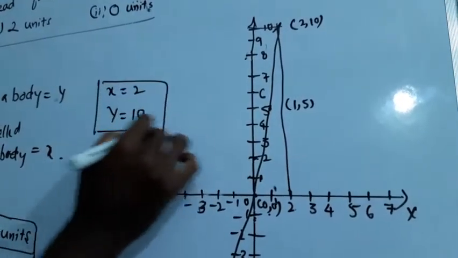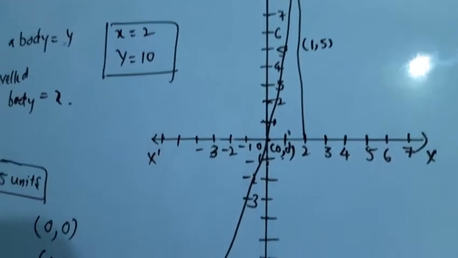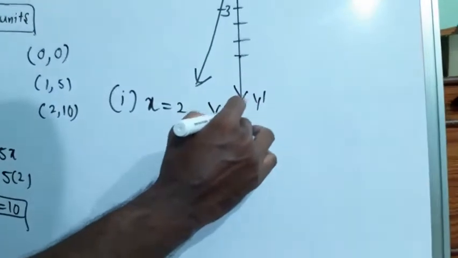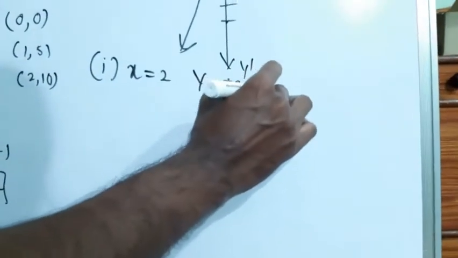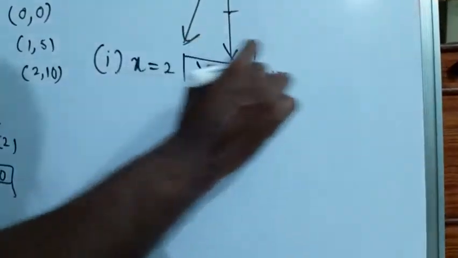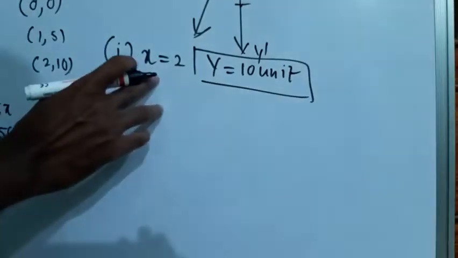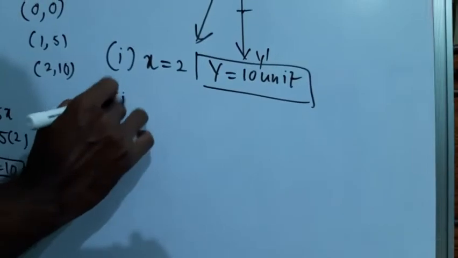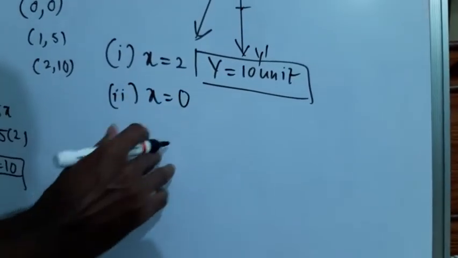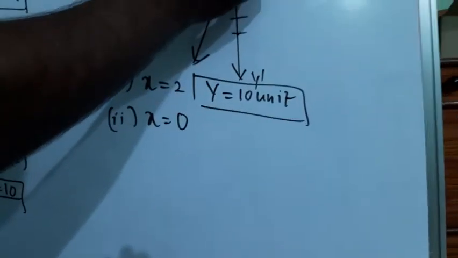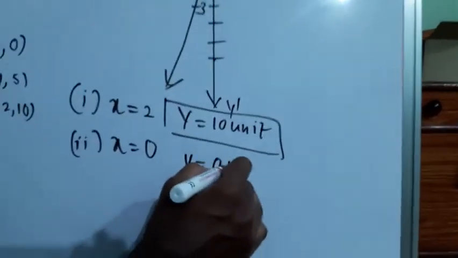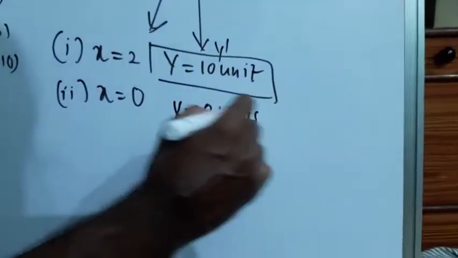So we read it from the graph. When x is equal to 2, y is equal to 10 units. That is, when the distance traveled is 2 units, work done will be 10 units. Second one, when the distance traveled is 0, what about y? Y is also 0, that is, work done also will be equal to 0 units.